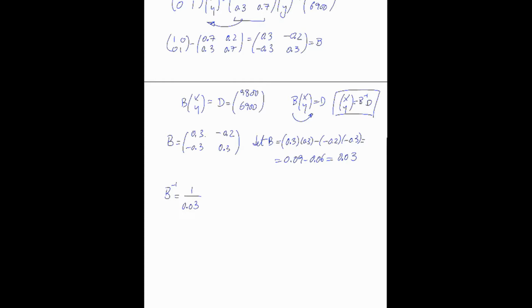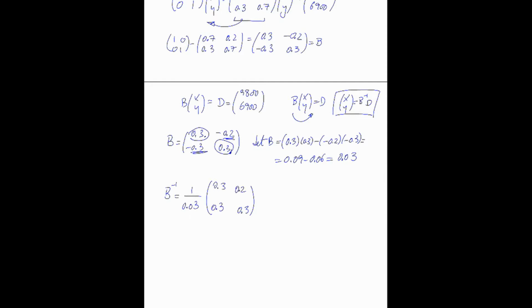So for this we need to compute the inverse of B. How do we do it? So B is equal to (0.3, -0.2; -0.3, 0.3). The determinant of B is equal to 0.3 times 0.3 minus (-0.2) times (-0.3). That equals 0.09 minus 0.06, which is 0.03. So the inverse is equal to 1 divided by the value of the determinant, and these two here have to be exchanged in position, but as they are equal, you don't see anything. And this one here, along with this one, change the sign.